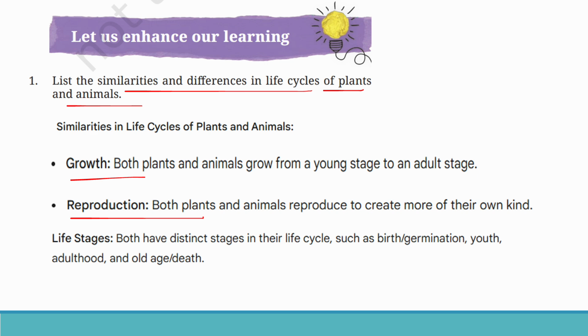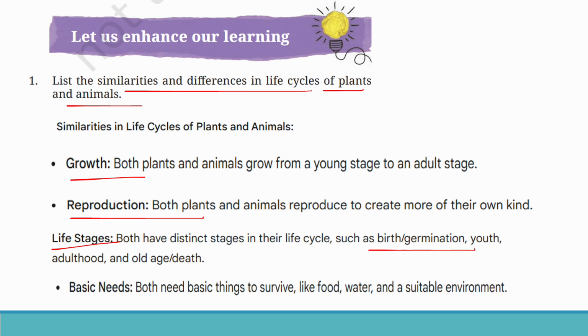Then life stages. Both have distinct stages in their life cycle, such as birth or germination, then youth, adulthood, old age, and finally death. These are the similarities in the life cycles of plants and animals.